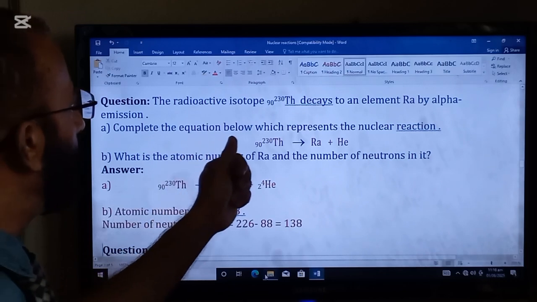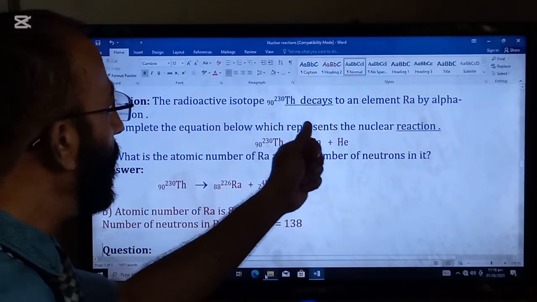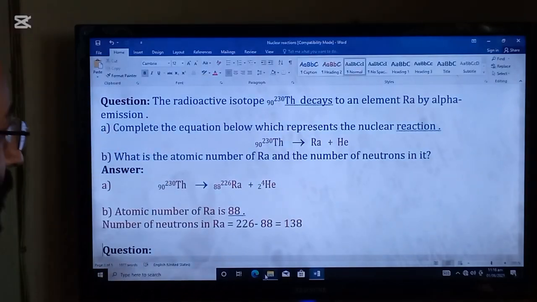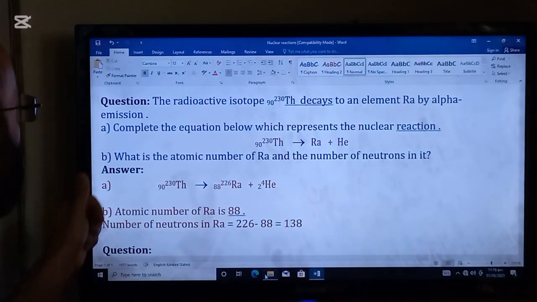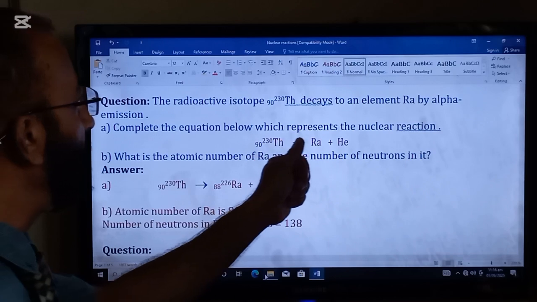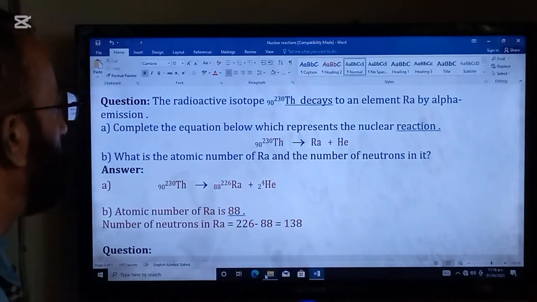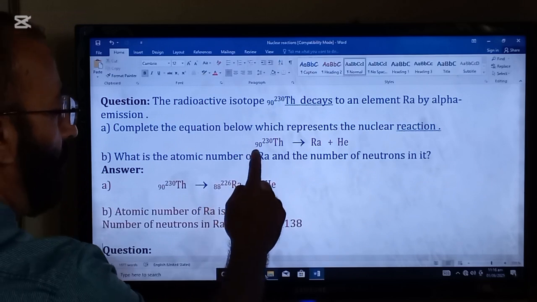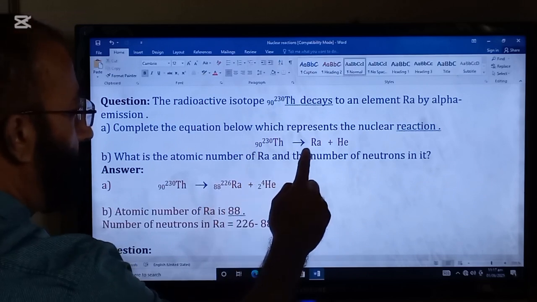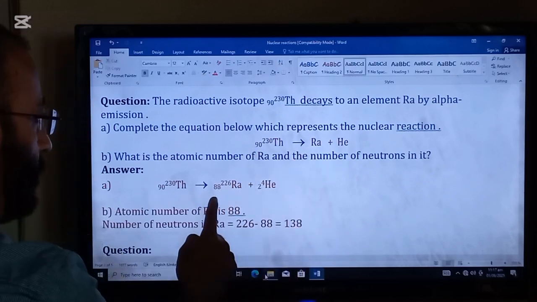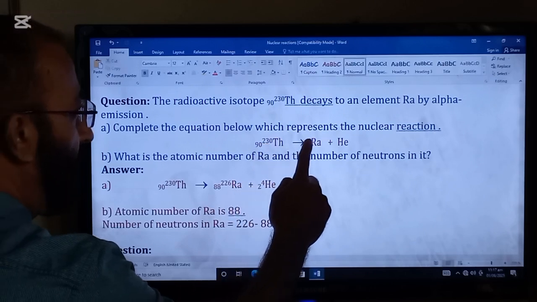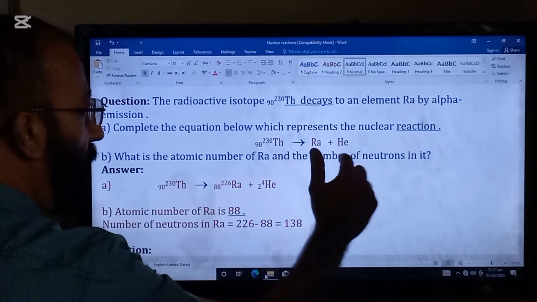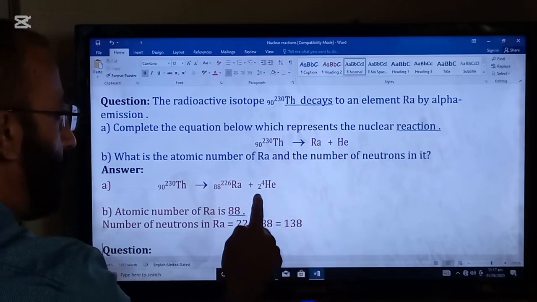The radioactive isotope, this one, decays to the element radium by alpha emission. Complete the equation below which represents the nuclear reaction. Under alpha emission, proton number will be decreased by 2, so here will be 88. And nucleon number will be decreased by 4, so here will be 226. And an alpha particle will be emitted, so 2, 4.